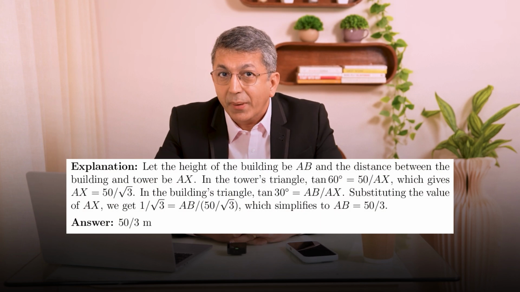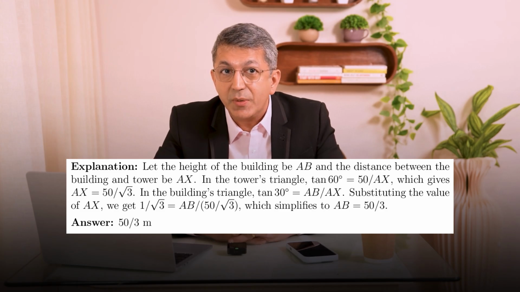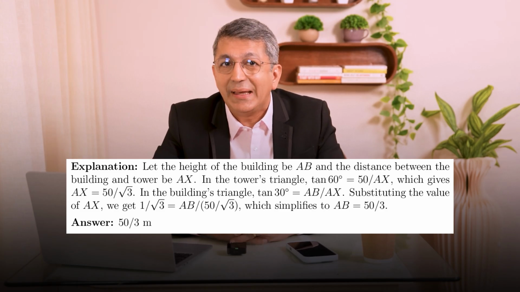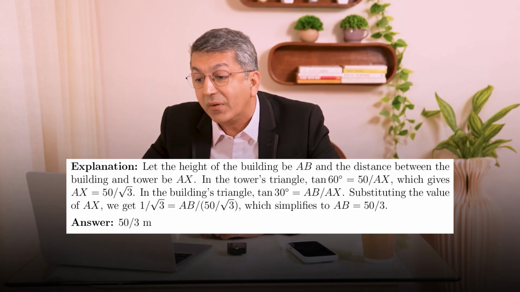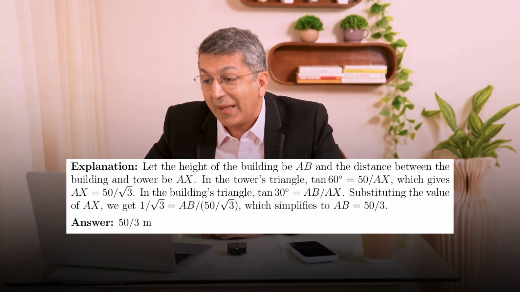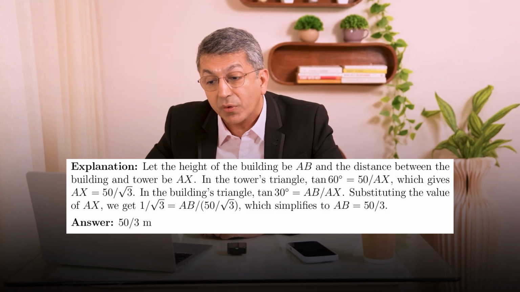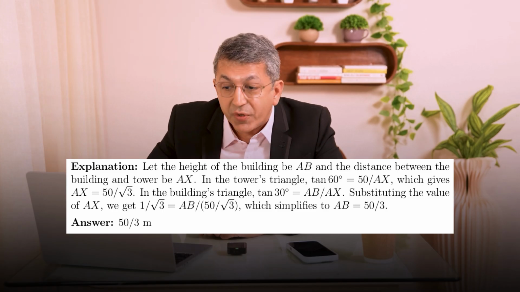And now for the explanation. Let the height of the building be AB and the distance between the building and the tower be AX. In the tower's triangle, tan 60 degrees is equal to 50 by AX, which gives AX is equal to 50 divided by under the root of 3.